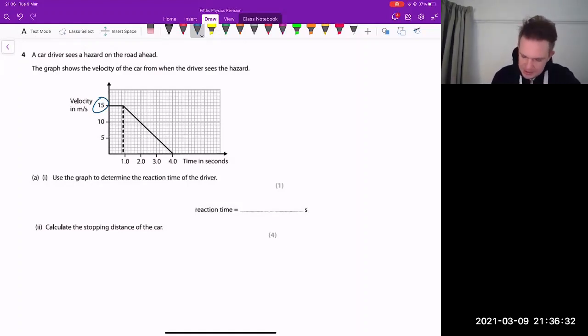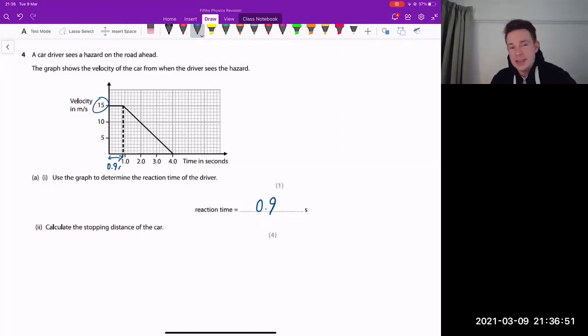Anyway, use the graph to determine the reaction time of the driver. You can see they've drawn a dotted line already here for you. The reaction time is the time interval at which they still travel at 15 meters per second. So it's 0.9 seconds. Calculate the stopping distance of the car.